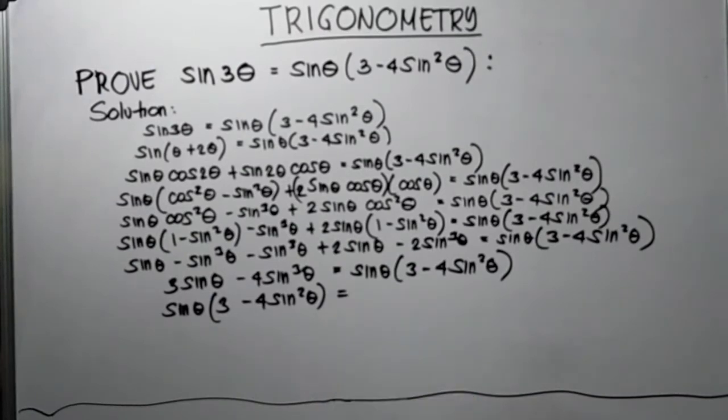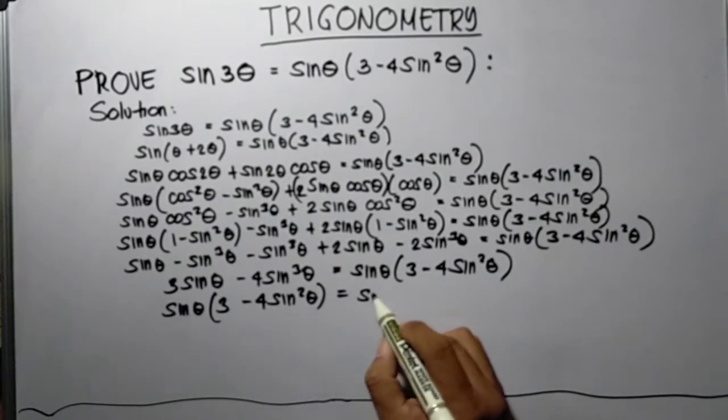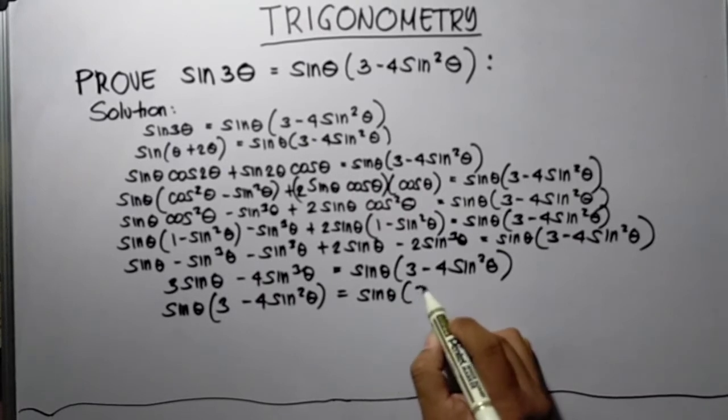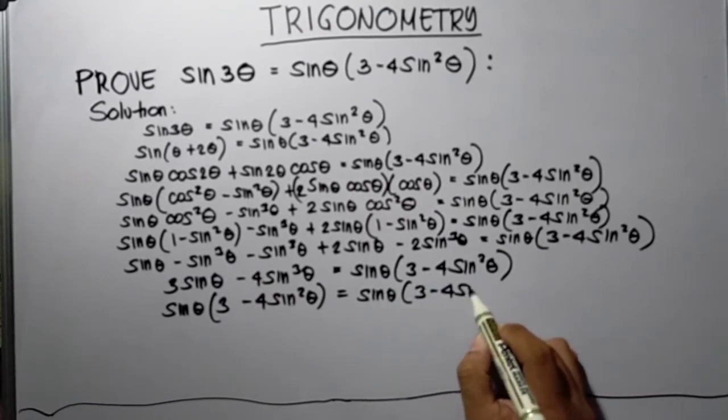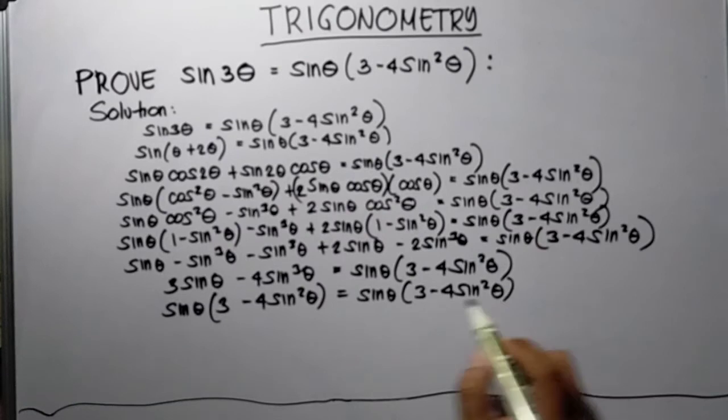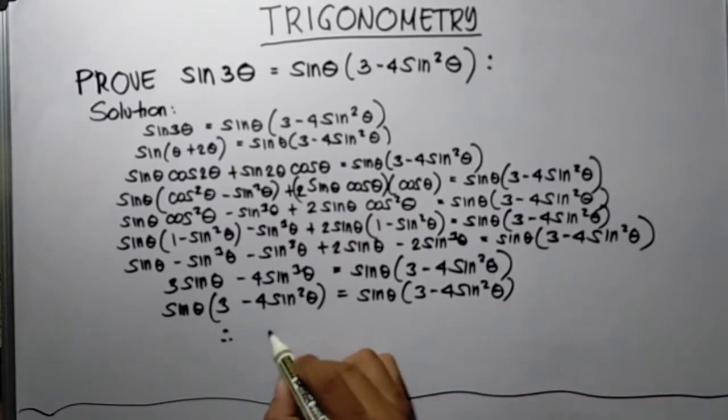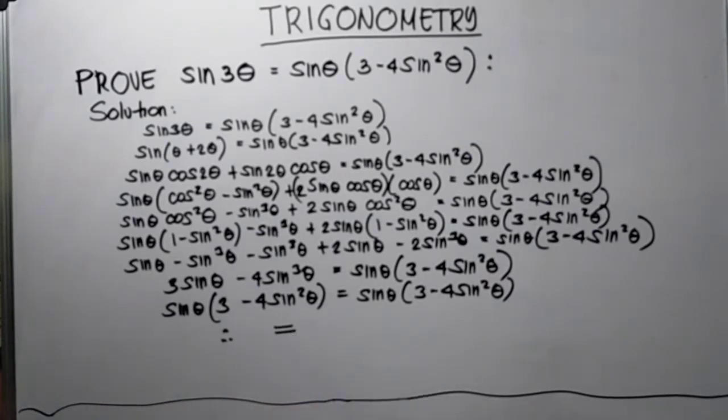Equals sine theta (3 minus 4 sine squared theta). So therefore, they are identical, okay? They are identical. So you just memorize the trigonometric identities.